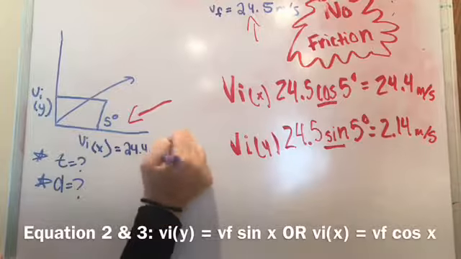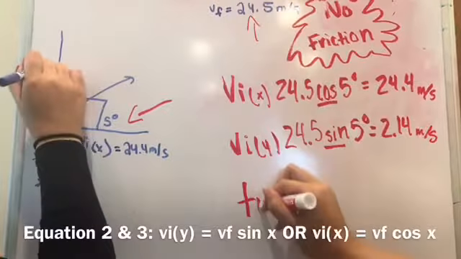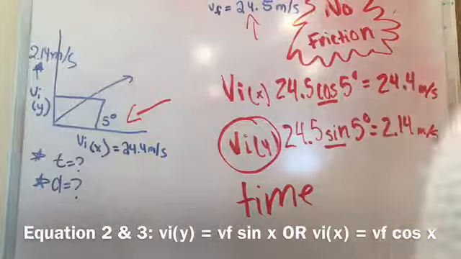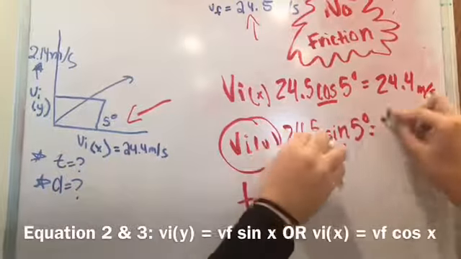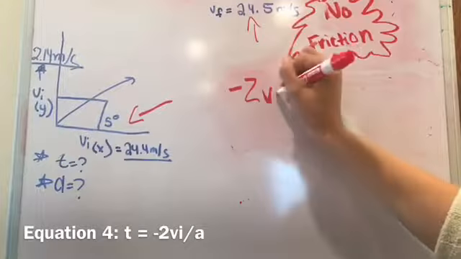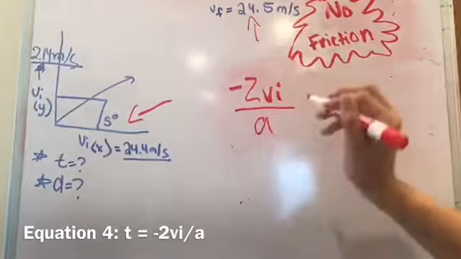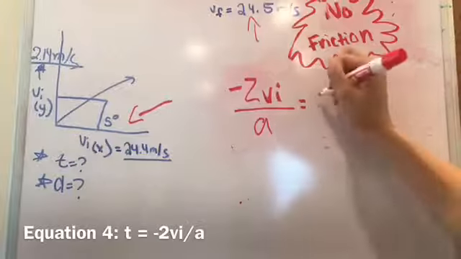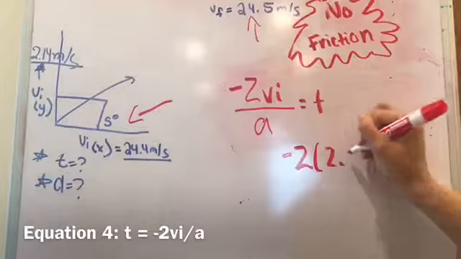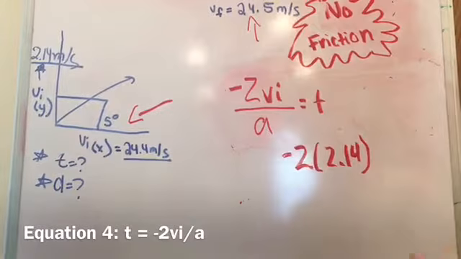So after finding these two velocities in the x and y, we need to find the time. And to find the time, we're going to use the velocity initial y. So to find time, we are going to use the equation -2 velocity initial over acceleration equals time. And we found this simplified equation online, and it is a simplified version of one of the big four equations.